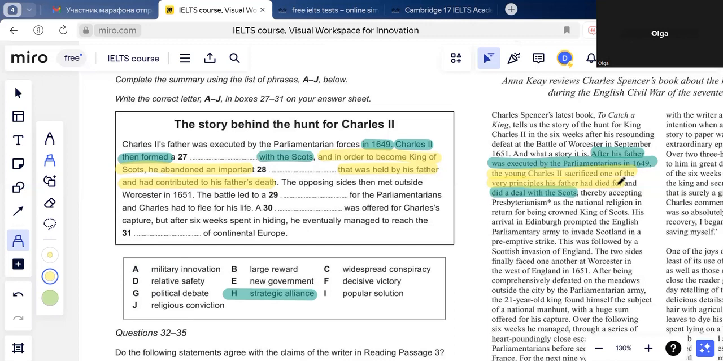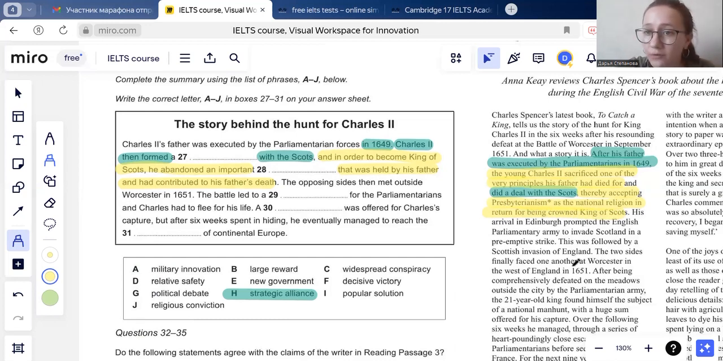Yes, later, thereby accepting Presbyterianism as the national religion, in return for being crowned King of Scots. Okay, so take a look. I'm going to ask you a couple of questions and then you're going to respond. So, in order to become King of Scots, how was it paraphrased? To become the King of Scots. In return for being crowned King of Scots. Yeah, in return for being crowned King of Scots. Yeah.